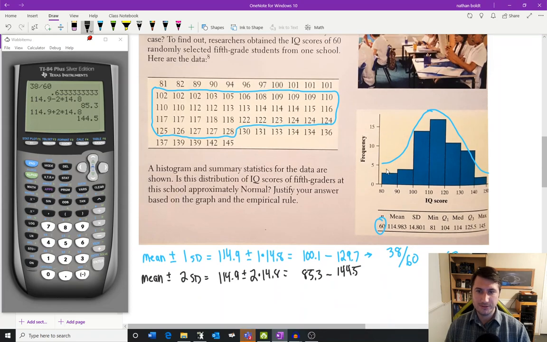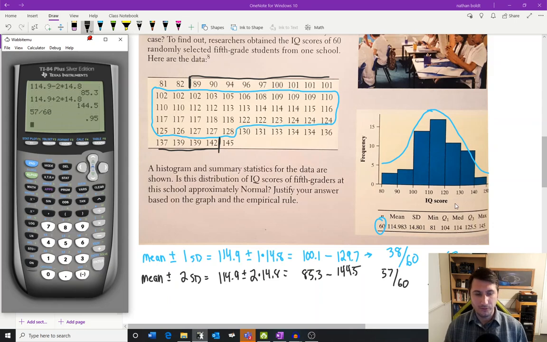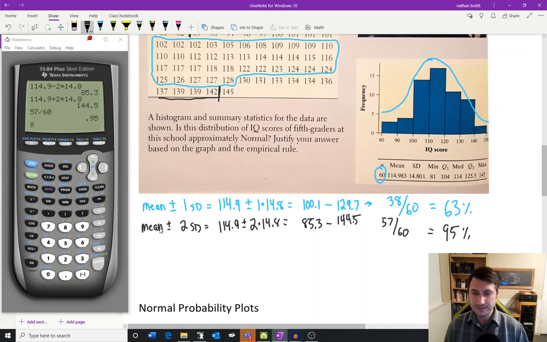All right, so now we're going to go down to 85. That means I'm going to add to here and up to 144 to here. So I had 38, 39, 40, 41, 42, 43, 44, 45, 46, 47, 48, 49, 50, 51, 52, 53, 54, 55, 56, 57. That gives us 57 out of 60. That's looking pretty good. What percent does that give us? Oh, 95% exactly. I'm guessing the last one will work.